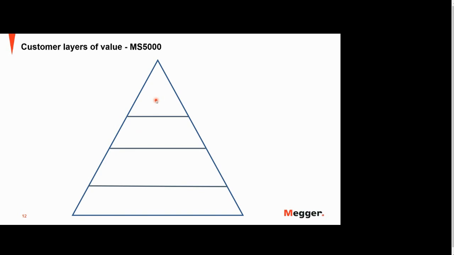When we talk about the customer layers of value using the MS5000 sensors, the first thing is we immediately get the location of the faulty network segments. That means MS5000 sensors are capable of detecting any type of fault happening in the overhead lines, like phase-to-phase fault, phase-to-ground, high impedance, broken conductor, change in voltage and current, bird hit, everything. Once you know what type of fault happened and where, it is very easy for the patrolling team to reach that particular location very early, when the fault has just happened.